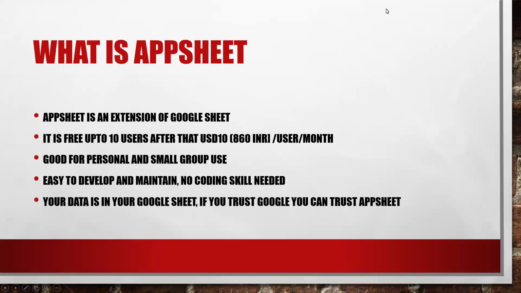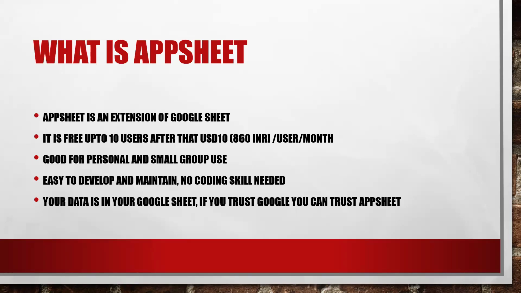So what is AppSheet? Basically, it is an extension of Google Sheet. Google Sheet has two main extensions. One is App Script, so essentially you can write code on top of your Google Sheet. And AppSheet is something on top of your Google Sheet. You can create an app which can be used on mobile devices, whether Android or iOS, and also equally in a web browser. So it's the same application without any single change. It seamlessly works across three devices.